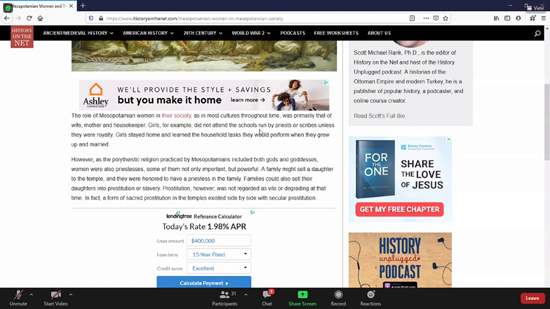Girls did not attend school unless they were from the royal family. Girls stayed home and learned the household tasks they would perform when they grew up and married. But look at this, in religion, you see the difference here? In religion, it was equality because they had gods and what? Goddesses.